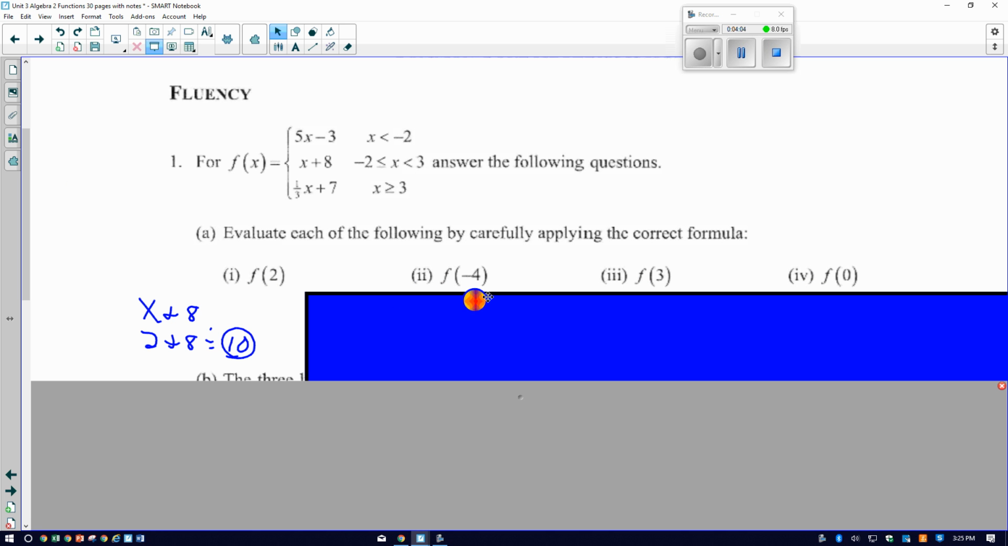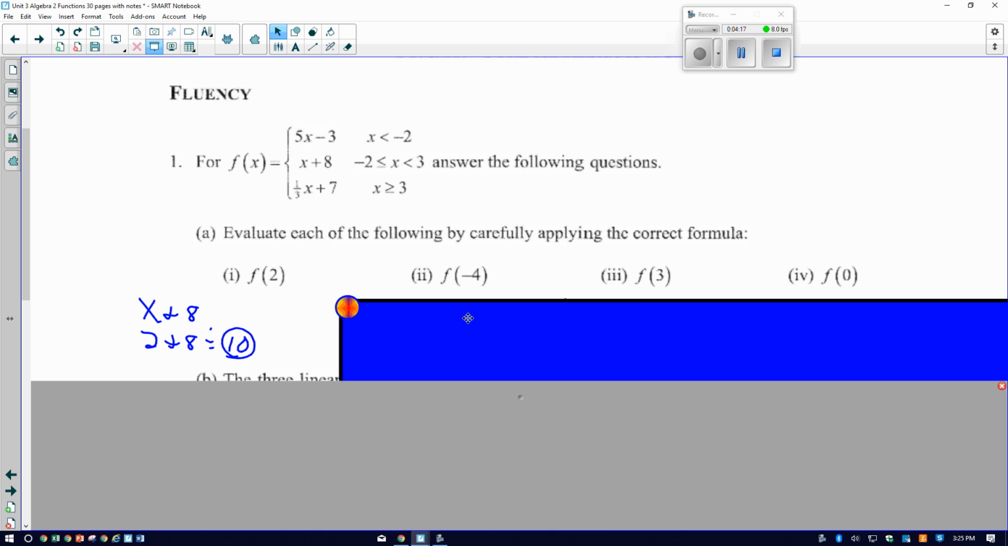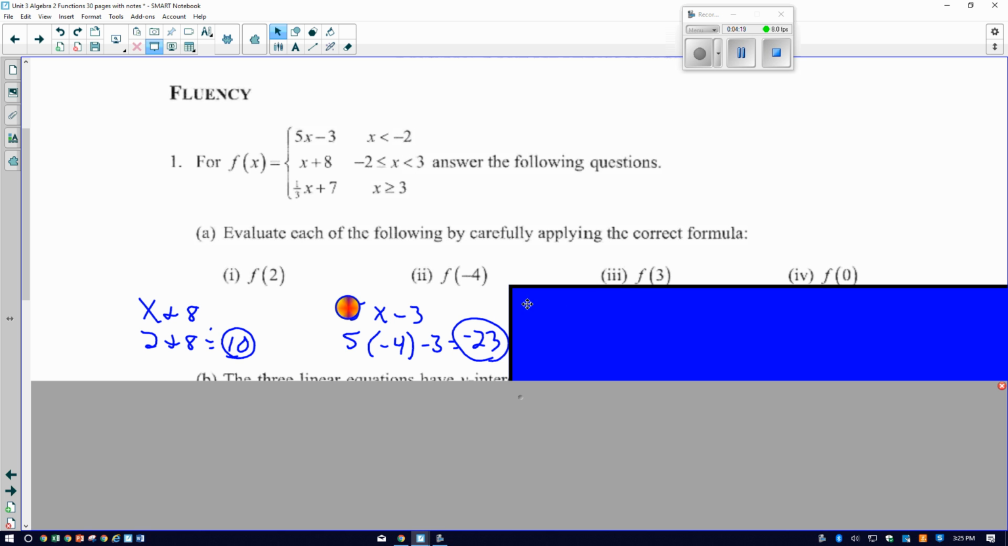You try this one. Which equation do I use? -4 is less than -2. So I use the first equation. Plug it in. I plugged it in. I typed into my calculator. I got out a -23.